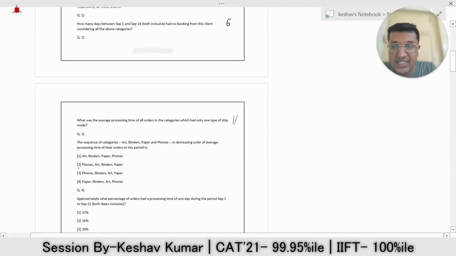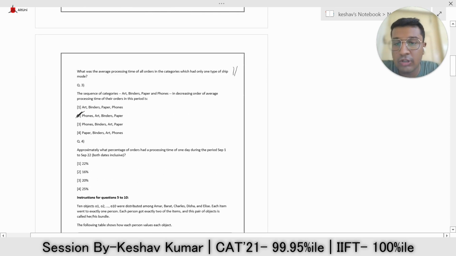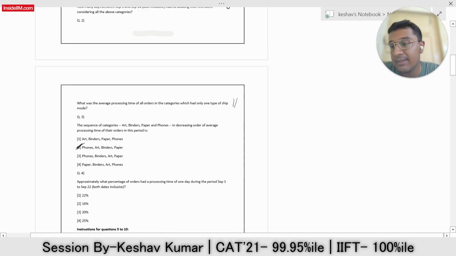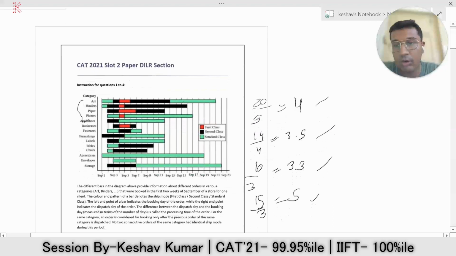Phones, art, binders, and papers, option number 2 over here. Approximately what percentage of orders had a processing time of 1 day during the period September 1 to September 22, both inclusive? Remember that both are inclusive. So I just have to take into consideration which have 1 day as a processing time.